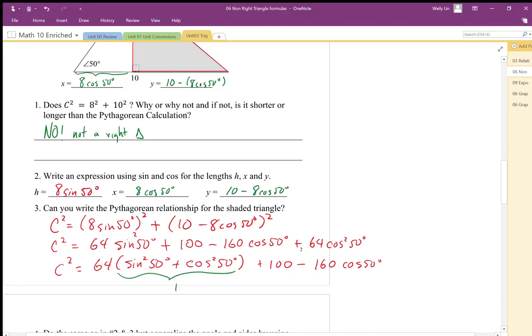So what does this look like, and can we do more with this if we generalize it? We're going to try generalizing this.